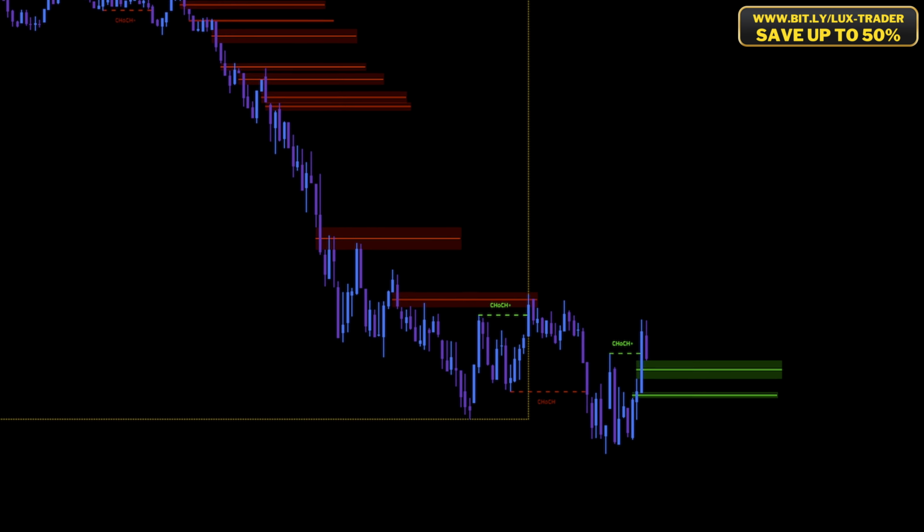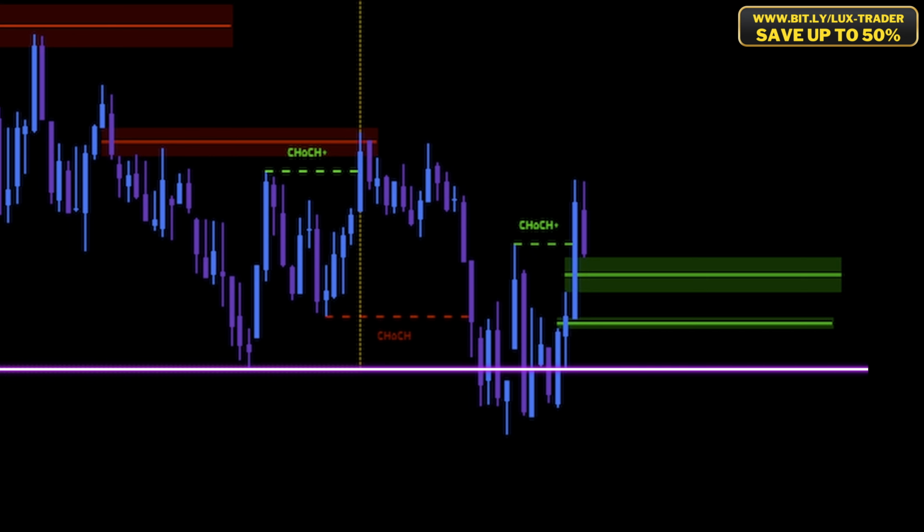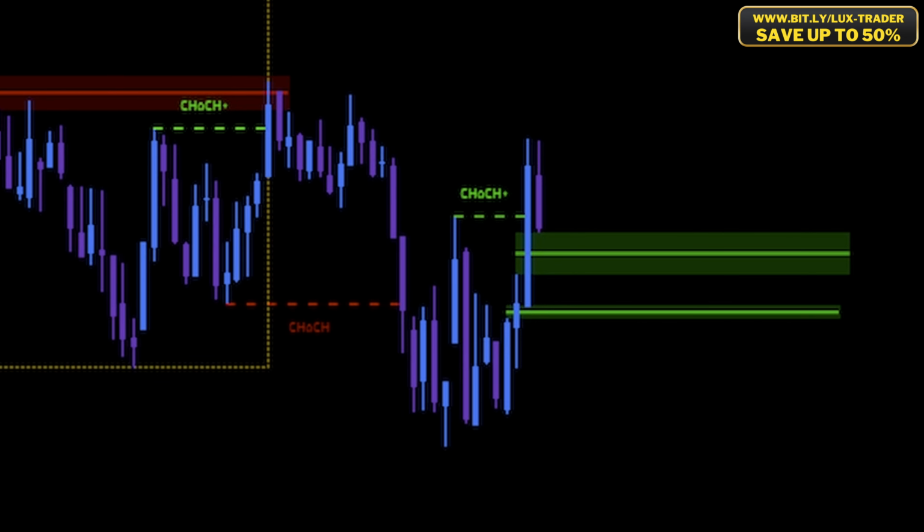For another long trade opportunity to be recognized, we'll look for three key conditions. Firstly, the sweep of the previous session's low is essential. Secondly, we need to identify a bullish change of character label appearing on the chart. Thirdly, the appearance of a bullish FVG is crucial. Once these criteria are fulfilled, our entry point for the long trade is at the location of the bullish FVG.